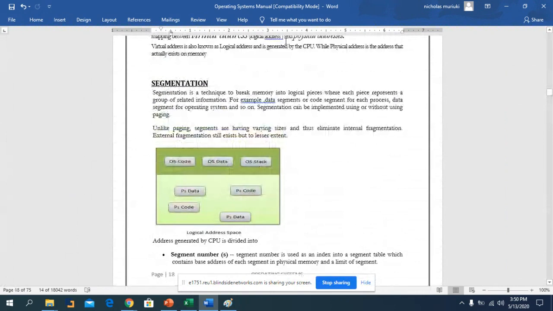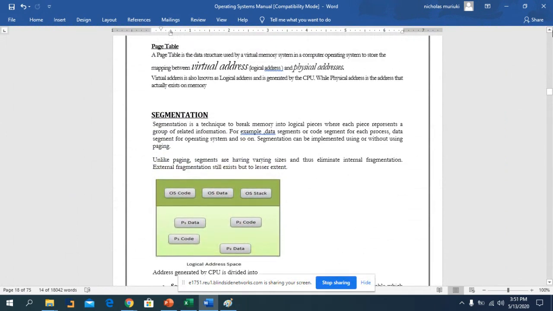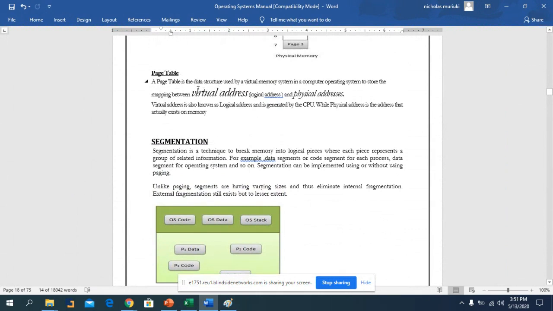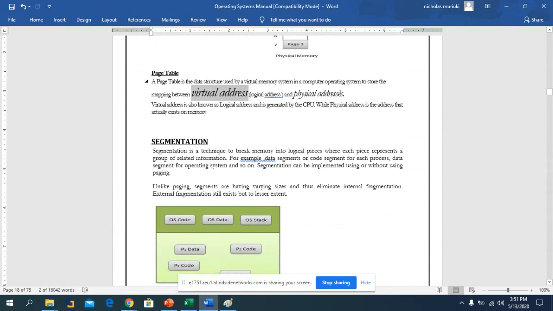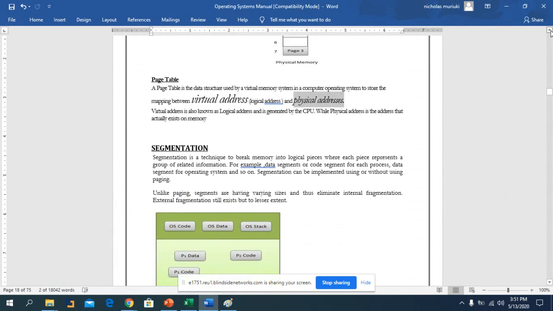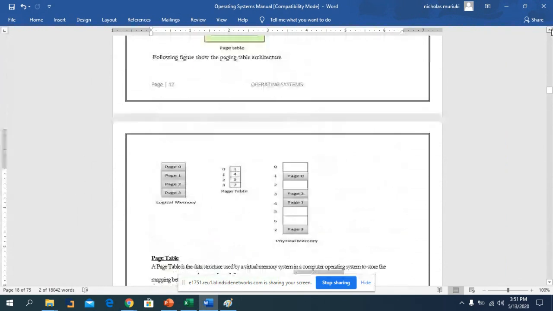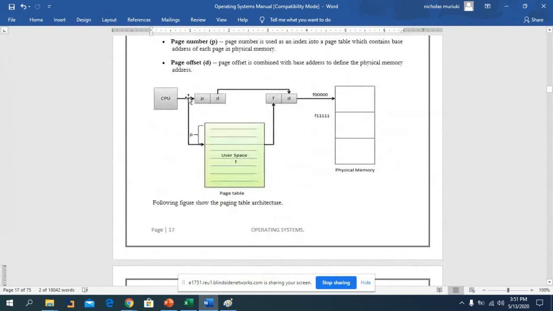So if we recall what I was saying, in paging we are trying to create fixed allocation. Because we are creating fixed allocations, we require virtual addressing, and we still require the physical addressing. I have explained this with this diagram, where first of all you have the logical addressing, then we have the physical addressing. Then we try to map them.